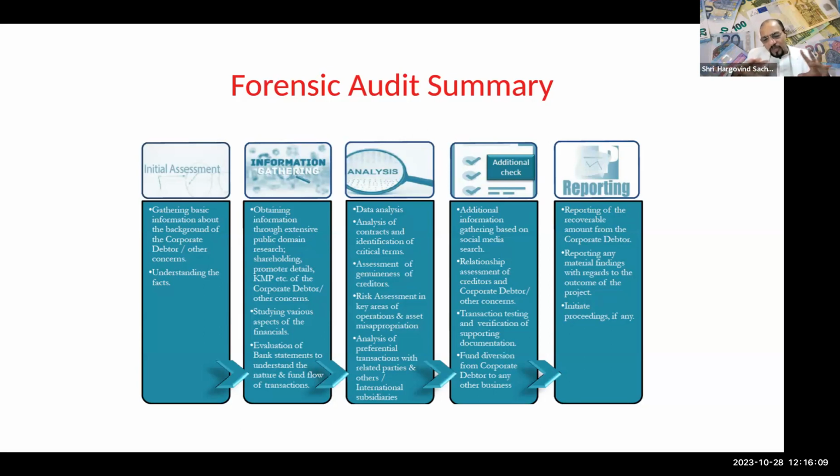A lot of software has now come. The affairs of the company. First day itself, we said that the CEO cannot operate from home. Let him come to the office. He came to the office and gave a 20,000 euro bill per month for salary, whereas he was drawing only 2,000 euros working from home. And other concerns, whether they are in-house companies where he's just recycling the funds and diverting it from there, you have to analyze. Transaction testing and verification of supporting documentation has to be done, and fund diversion from corporate debtor to any other businesses.